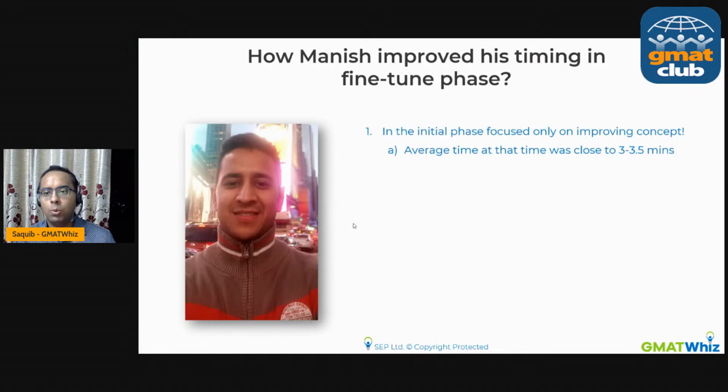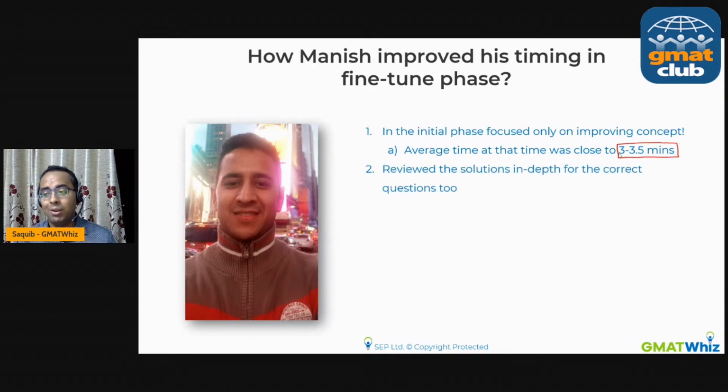So what he did was that in the initial phase, when you're starting, we recommend that you don't worry about the time. Focus on the concept. If your concept is good, you can gradually reduce your time easily during the fine-tune phase. When he started his prep, his time per question was close to 3.5 minutes, and in fact close to 4 minutes also in certain areas.